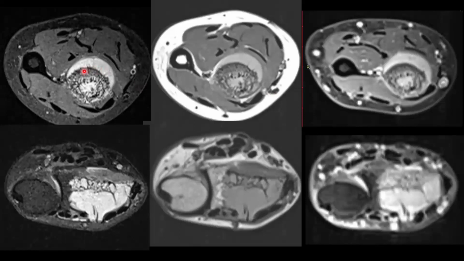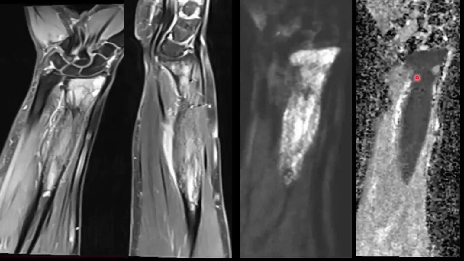This is axial MR images. See the new bone formation. It looks like sun-ray appearance of the bone formations. It shows contrast enhancement of the soft tissue components. It's very difficult for diagnosis on MR as well as plain radiograph.